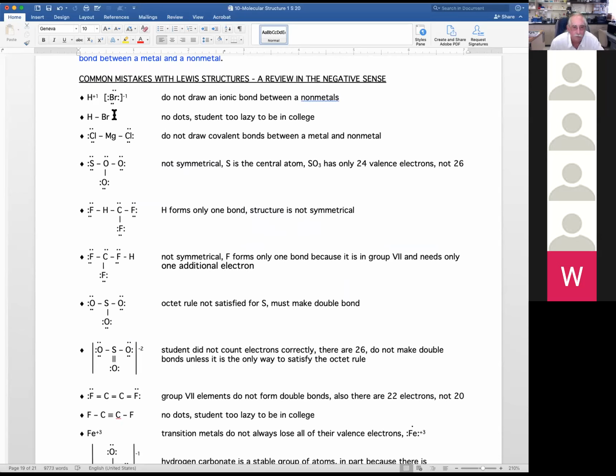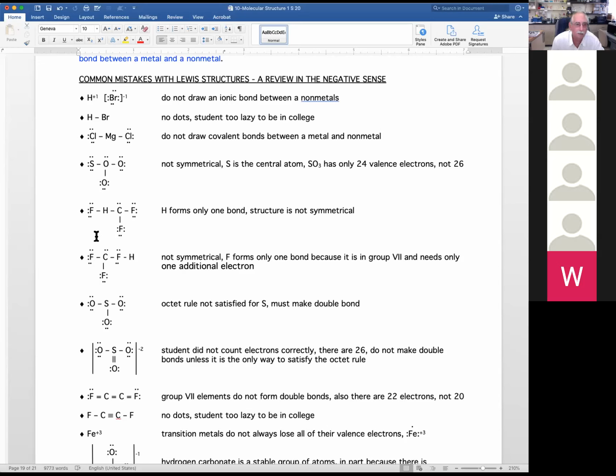And here, what's wrong with this? Oh, they didn't put all the dots in there. What's wrong with this? We're not going to make a covalent bond between a metal and a non-metal. What's wrong with this? Oh, it's not symmetrical. Same over here, this is not symmetrical.